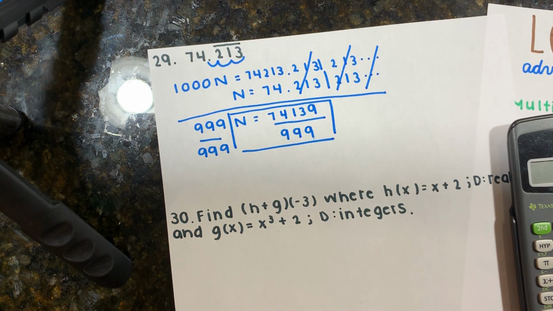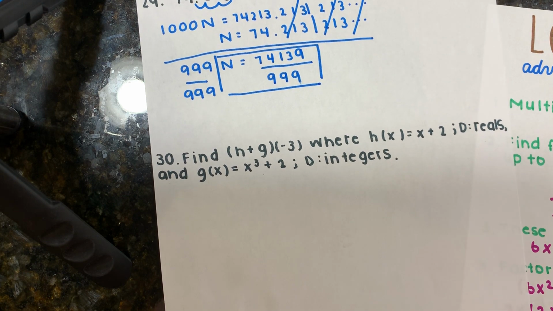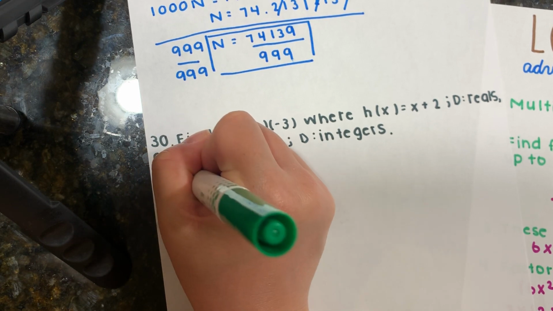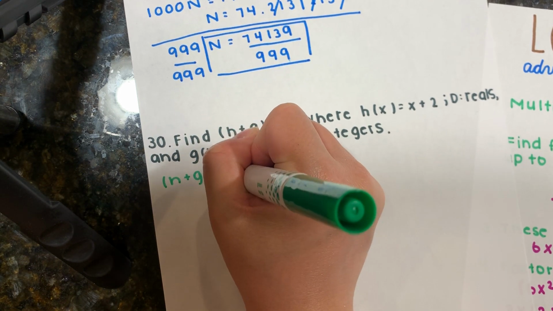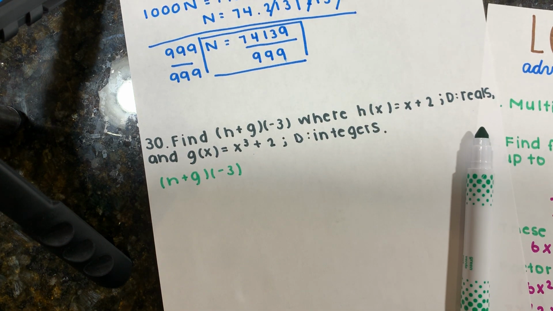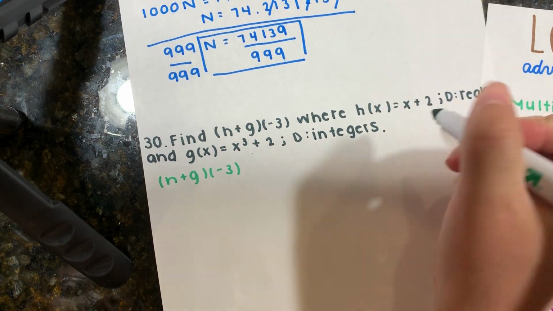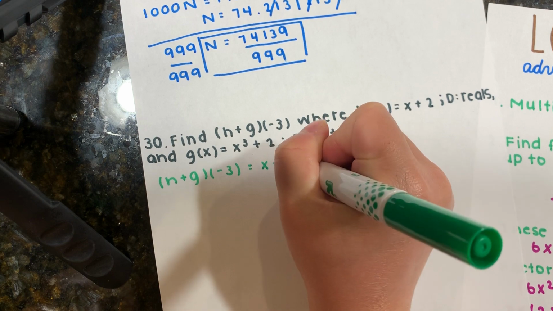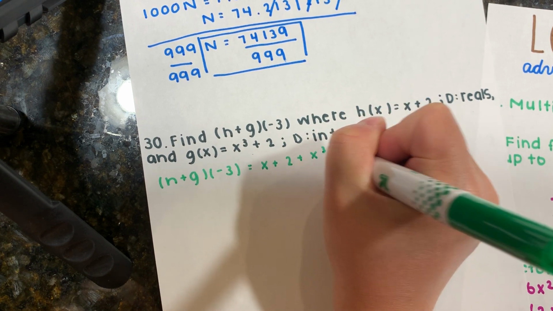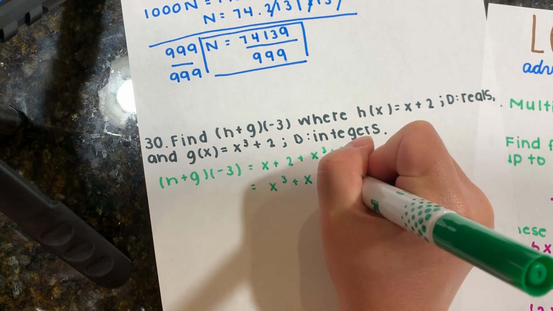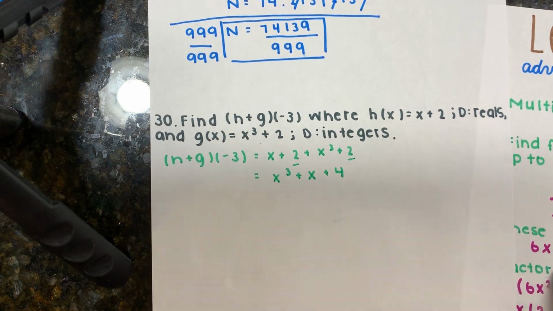Lastly, we're going to do number 30. So for number 30, what we need to do first is add the h and the g function together, because it says h plus g of -3. So sorry, I'm going to add the x plus 2 and the x cubed plus 2 together. So now I have x cubed plus x plus 4, because I can add the 2's together. Now I need to make sure that that -3 fits within my 2 domains of the original h and g function.